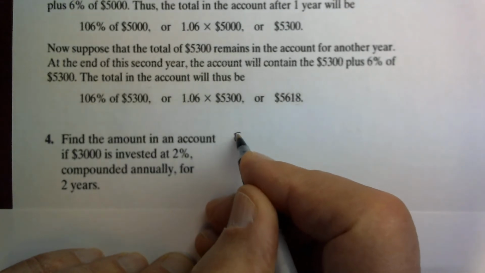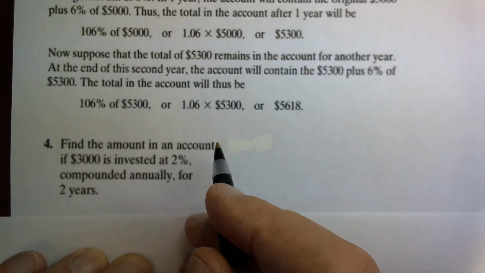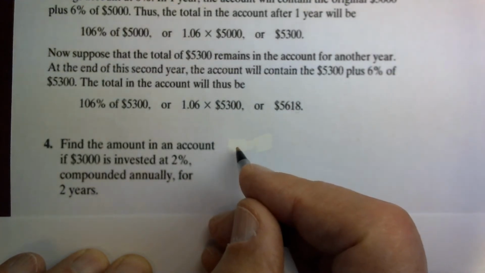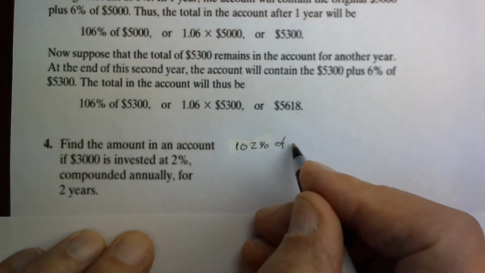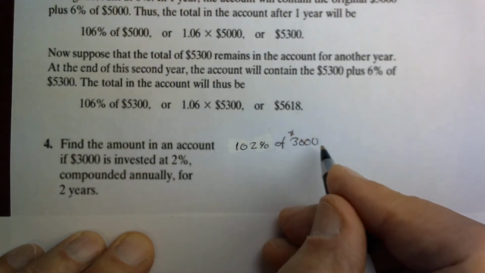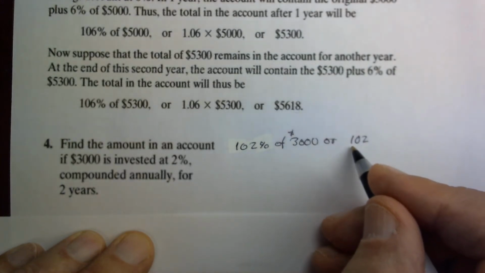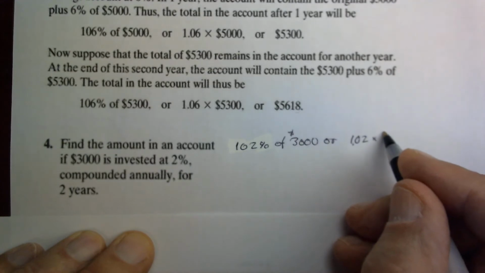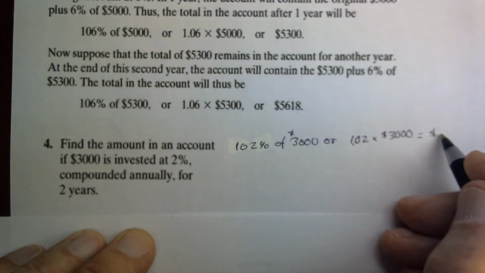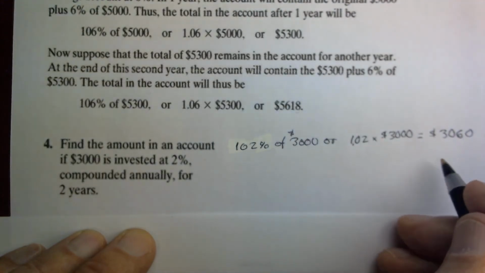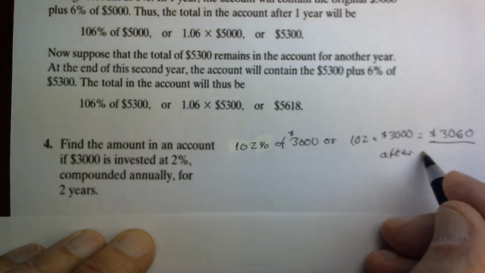So for the first year, the total amount, following the example above, in the account after 1 year is 102%, 2% plus 100, 102% of $3,000, or 1.02 times 3,000, is equal to 3,060. So that's the amount after 1 year.